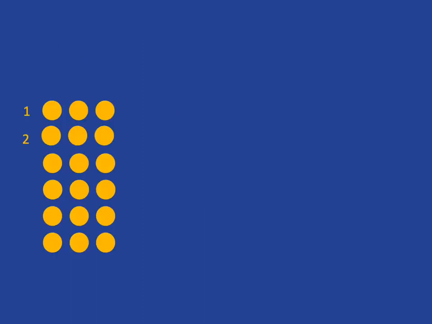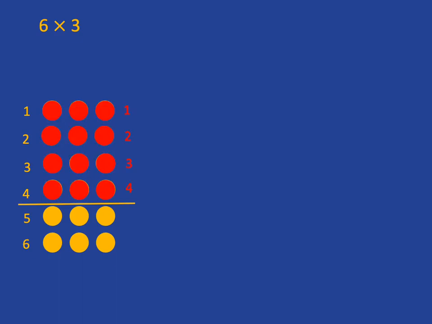If we look at this picture here, we've quite clearly got 6 lots of 3. If we then split that picture up like this with a line, we can see that these 6 lots of 3 can also be viewed as 4 lots of 3 plus a further 2 lots of 3. So 6 lots of 3 is equal to 4 lots of 3 plus 2 lots of 3.